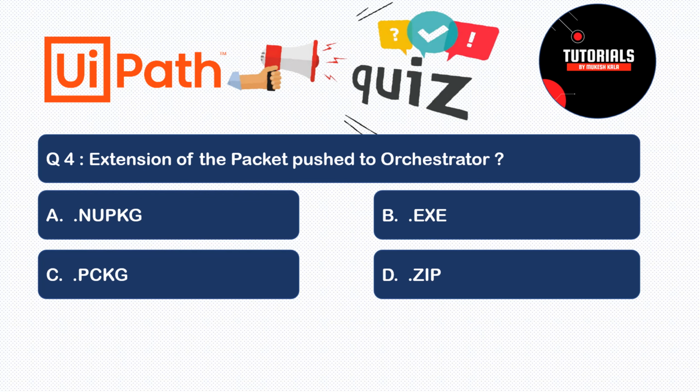What is the extension of the package being pushed to orchestrator? Whenever we complete the development of the project, we deploy the package from the studio to the orchestrator. Now what is the extension of that package? It's .nupkg, .exe, .pckg, or .zip.